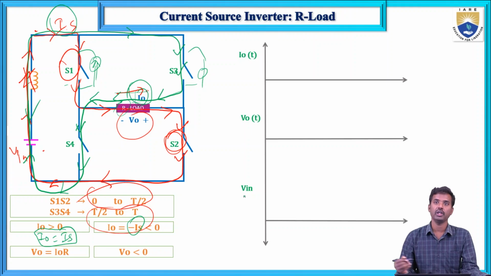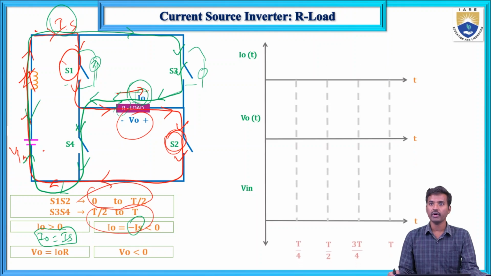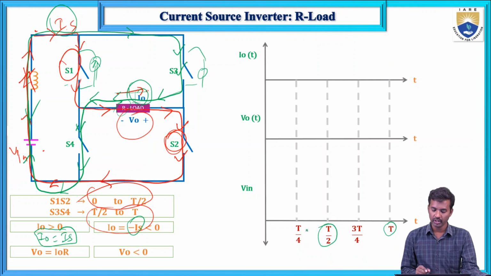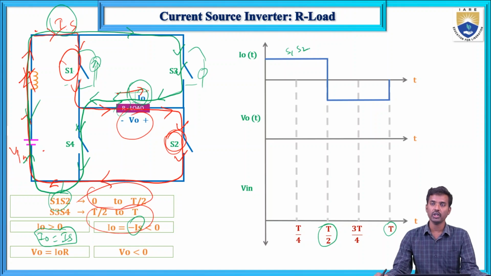Now if you draw the graph for this current source inverter for a pure resistive load, for I0, V0 and Vin, this is the time period T. I am dividing this time period T. This is the on time period, 0 to T/2. Which thyristors will conduct? S1 and S2 thyristors will conduct.